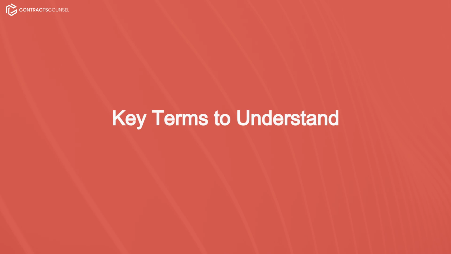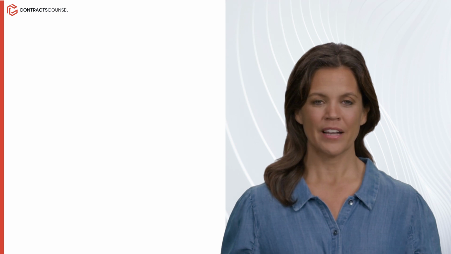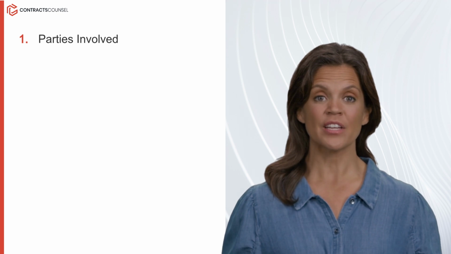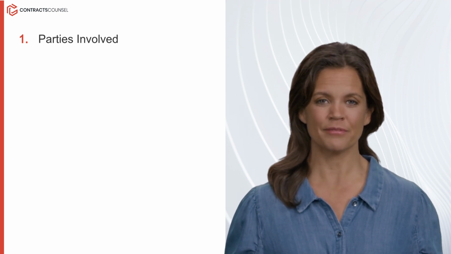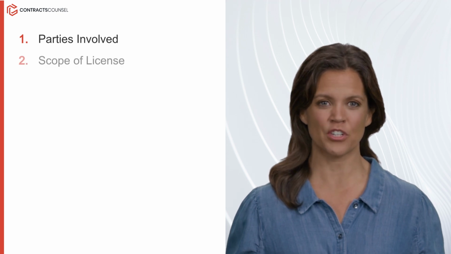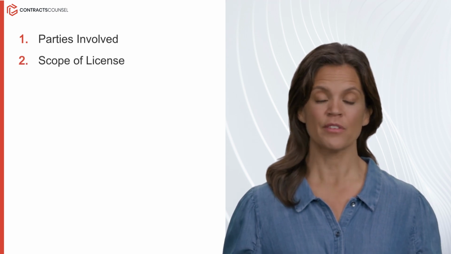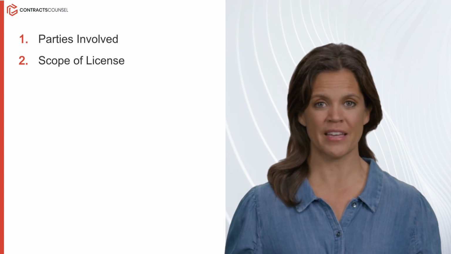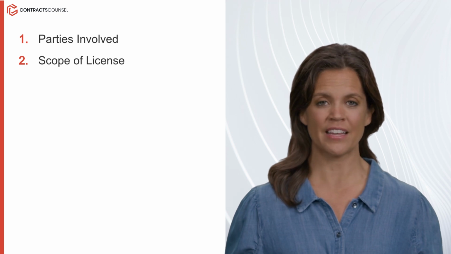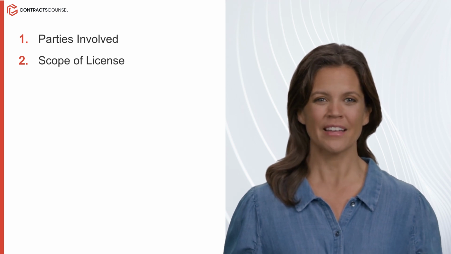Key terms to understand. Content license agreements contain many important terms that you should understand. Here are some key terms to look for. 1. Parties involved. Ensure that the names and details of both the licensor and licensee are correctly stated. Make sure the full legal names of the entities or individuals are used. 2. Scope of license. Review the section that specifies the content being licensed, including detailed descriptions, permitted uses, and any limitations on geographic area and time.